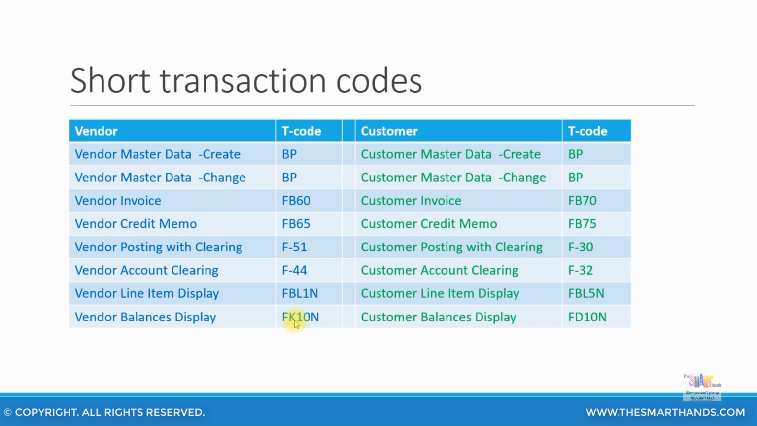Now, similarly for customer master, for the master data you can use BP, and for customer invoice you can use FB70, and for customer credit memo you can use FB75. Now, for vendor posting with clearing, we use F-51. For customer posting with clearing, you can use the transaction code F-30. And for customer account clearing, you can use F-32. All these have their relevant Fiori apps as well. And for customer line item display, you can use FBL5N, and for customer balances display, you can use FD10N.